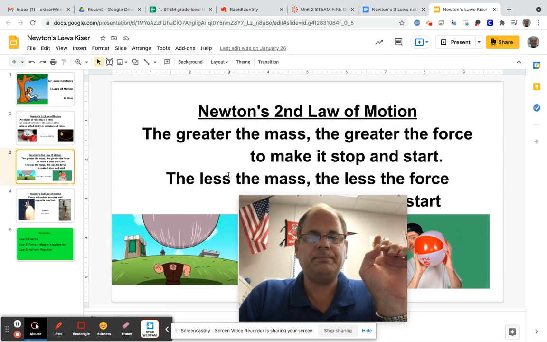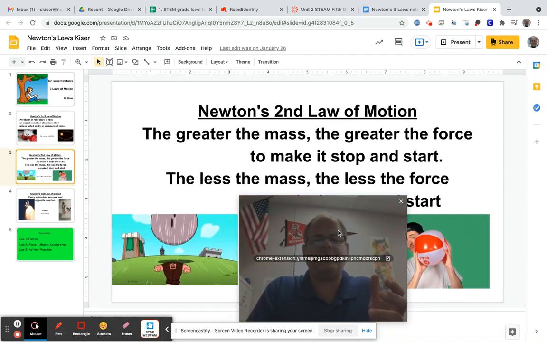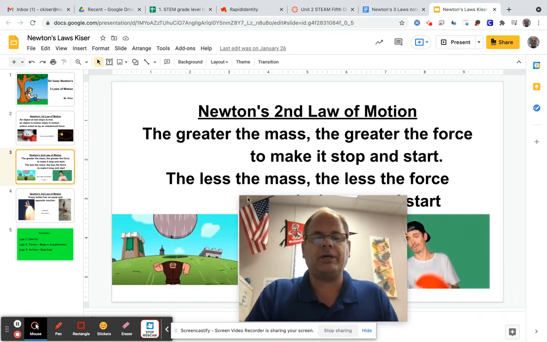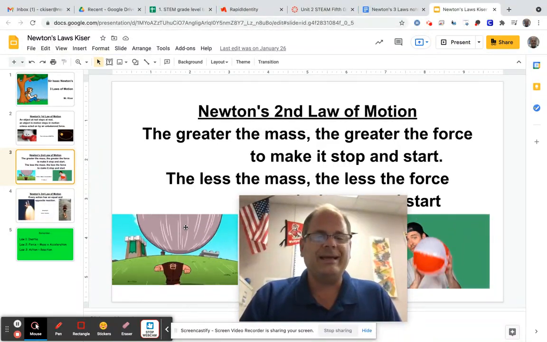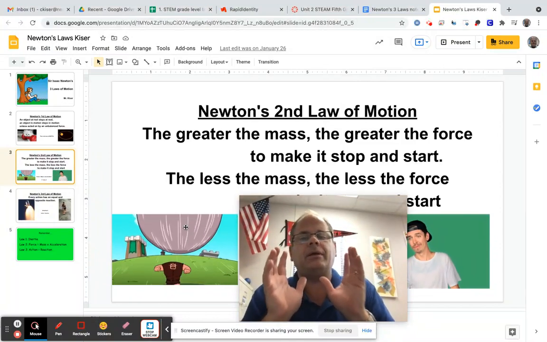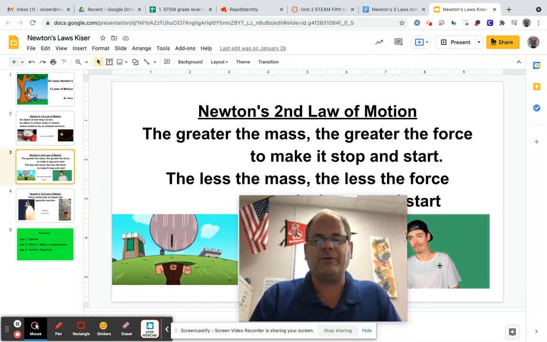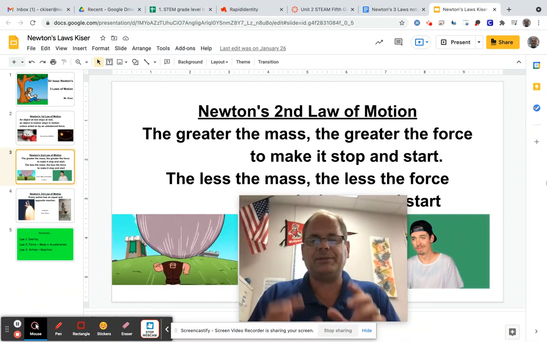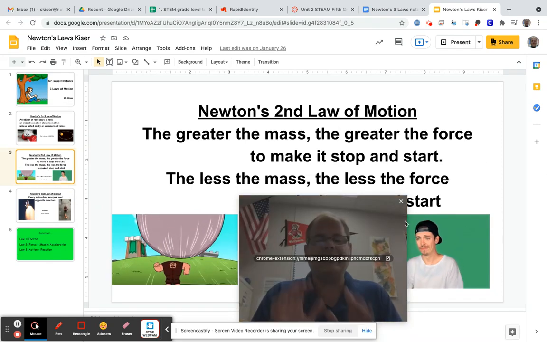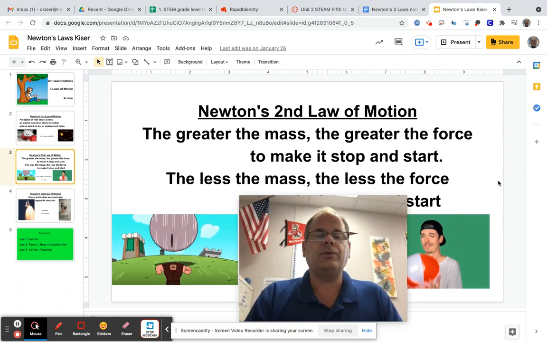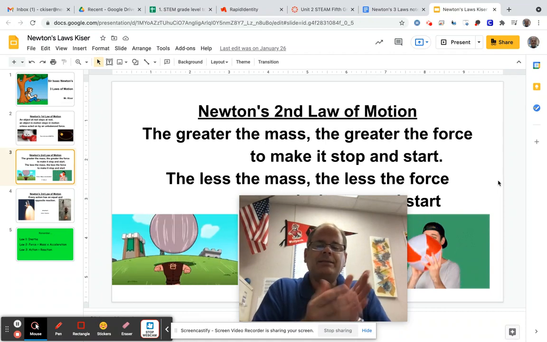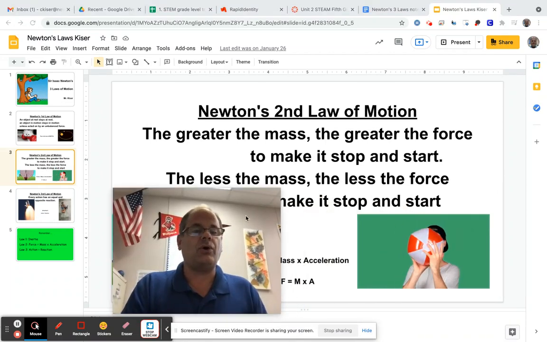Newton's second law of motion is the greater the mass, the greater the force to make something start or stop. So this big gigantic bowling ball rolling down the hill, it takes a lot of force to make it start and a lot of force to make it stop. Then this little light beach ball the guy's throwing takes less mass. It's less mass. There's air inside, and so it has less force to make it start, and less force to make it stop. So the greater the mass, the greater the force to make it start and stop. The less the mass, the less the force to make it stop and start.